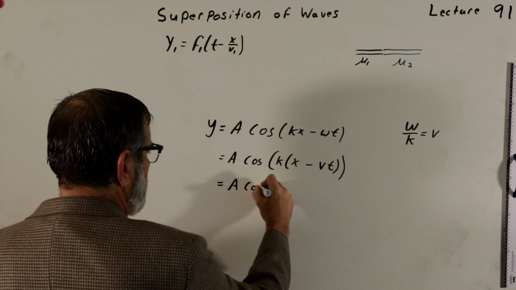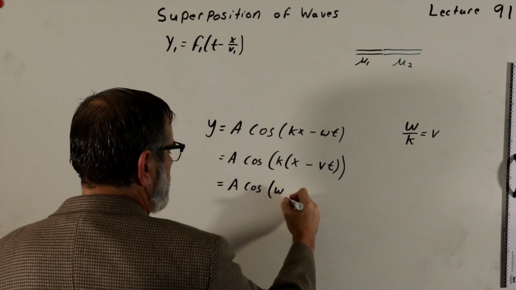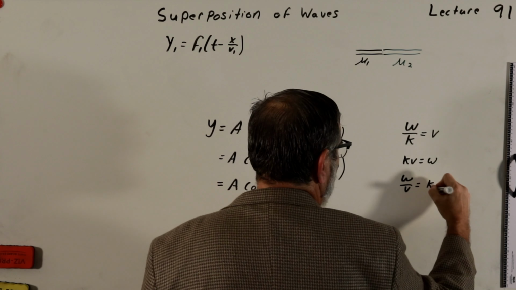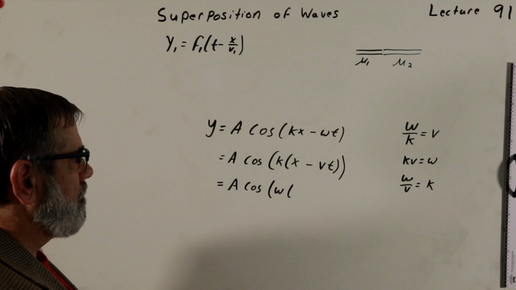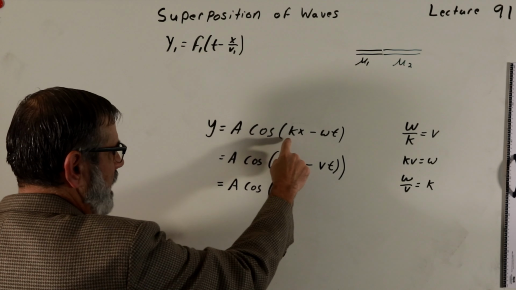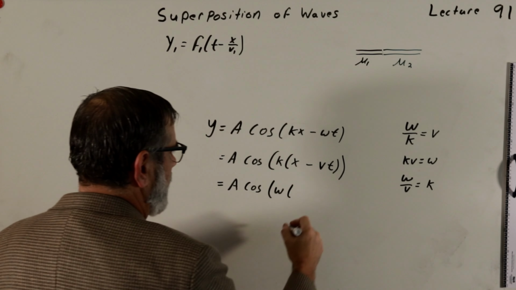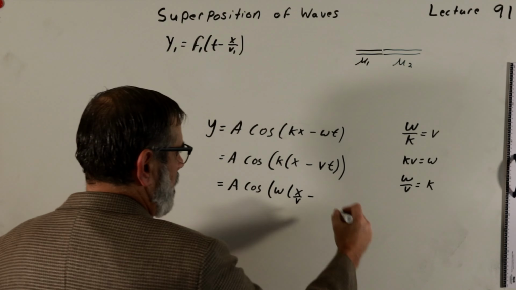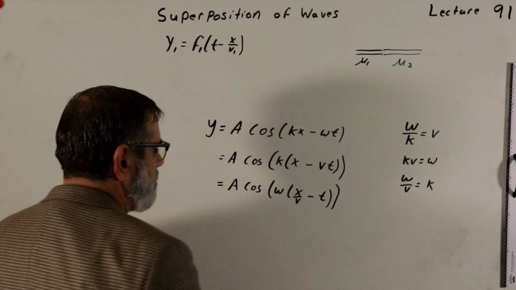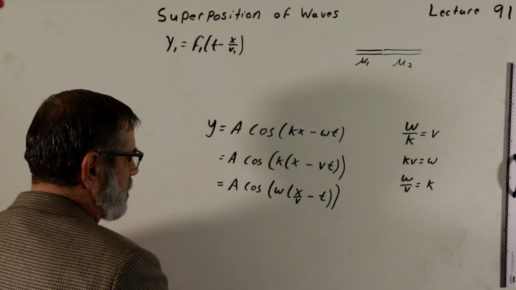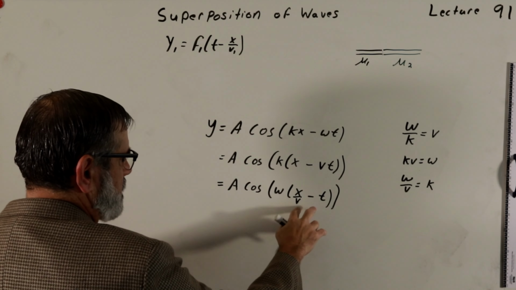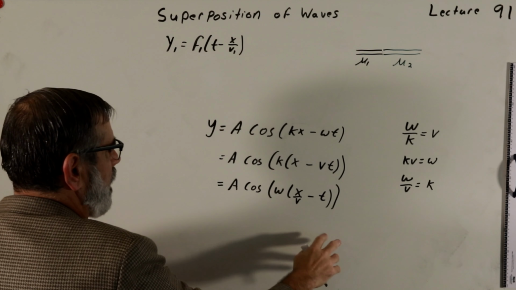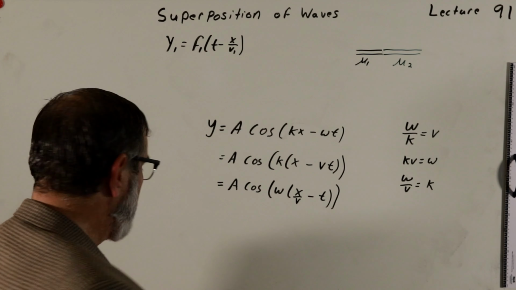I could have said, this is also equal to a times the cosine of, I'll factor out omega this time. Kv equals omega, but we could also write that omega over v is equal to k, right? So I'm going to replace k with omega over v and factor out omega. That gives me x over v minus t. And of course I can reverse this if I want to. I can just switch the signs inside here and write this as t minus x over v. So I want to write this as a function of t minus x over v1. It's a variation of this form here.